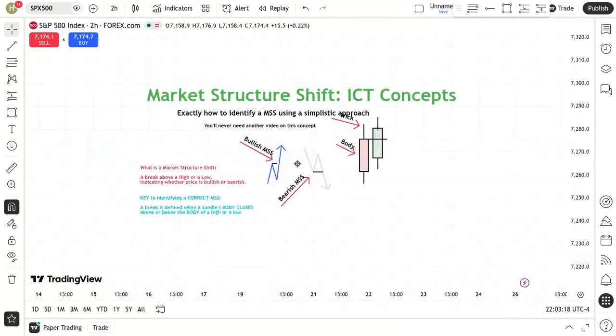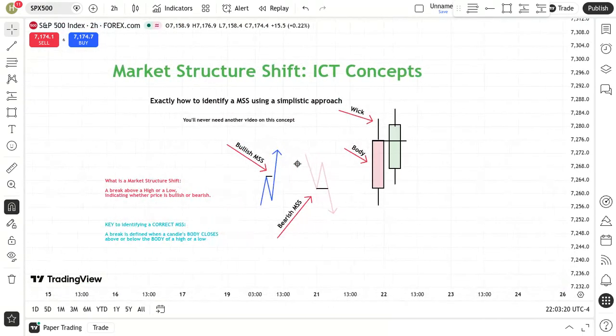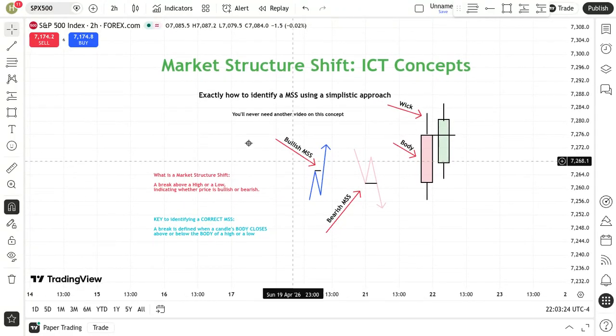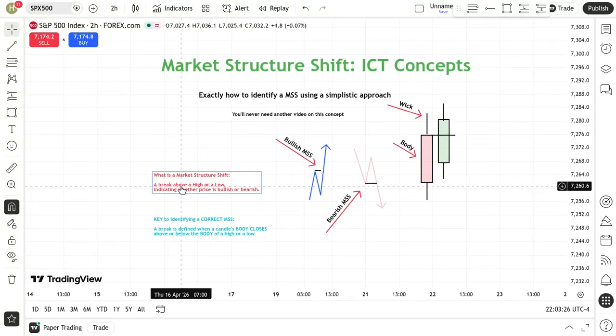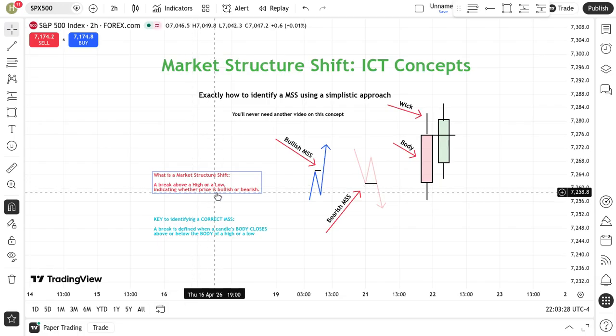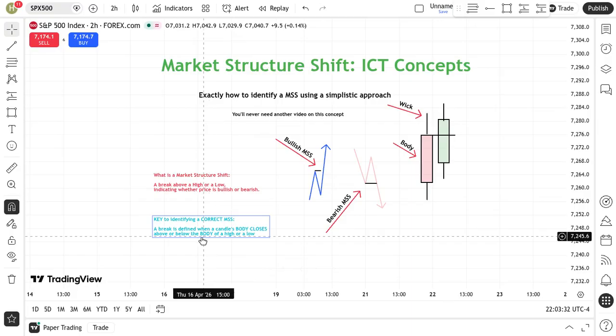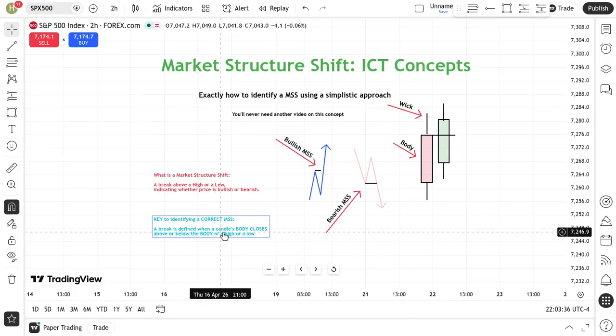This is a better way to use the market structure shift, using the bodies instead of the wicks. Now remember, a market structure shift is a break above a high or a low. A break is defined when the candle body closes above or below the body of a high or a low. So make sure to screenshot this if you haven't already.